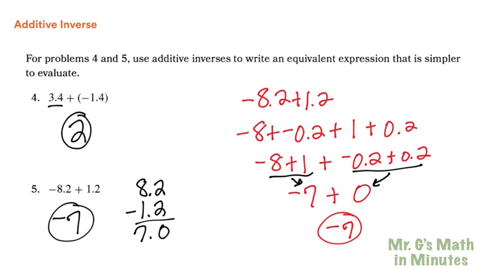So here are our answers for number 5, and I did both different methods. 8.2 plus 1.2, those are two opposite signs. So I have to subtract, I get a 7. It's a negative 7 because the 8.2 is the bigger number.